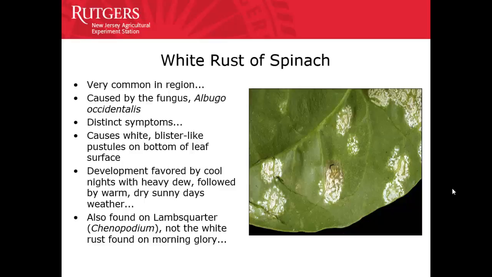It's favored, again, like a lot of the other downy mildews. White rust likes the cool, wet weather. This guy can also be found on lamb's quarter, but it's not the white rust you find on morning glory. You know conditions are right for white rust on spinach when you see it on morning glory, which becomes heavily infected with it during the growing season.